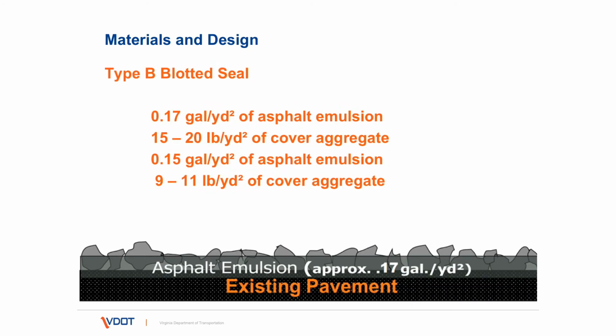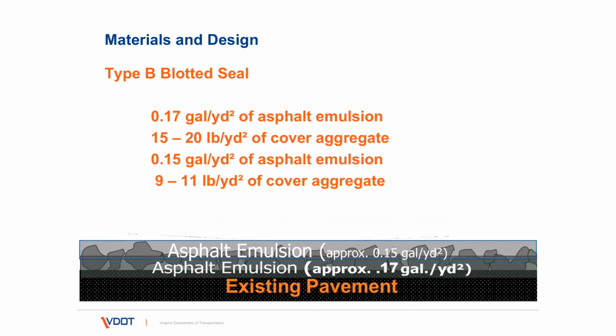The most commonly used surface treatment in Virginia now is a type B blotted seal. And it's very similar to a single seal, except that instead of 0.3 of a gallon per square yard, the first shot we only put 0.17 of a gallon per square yard. And then we cover that with number 8 aggregates. That is rolled. And then that's followed by about 0.15 of a gallon per square yard on top of those coarse aggregates. And then that manufactured or natural sand, that clean sand, is put on top of that.